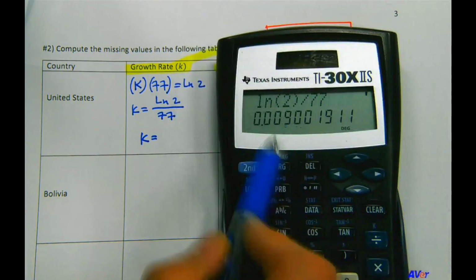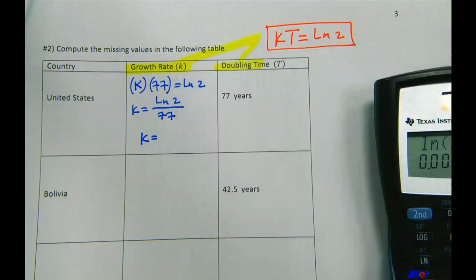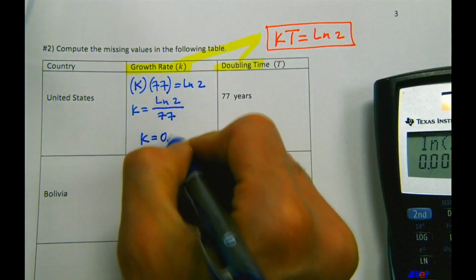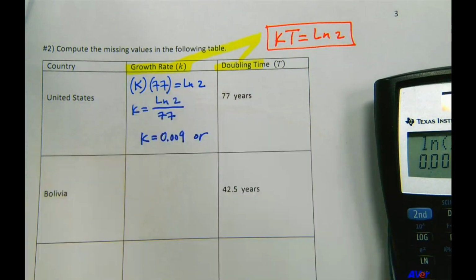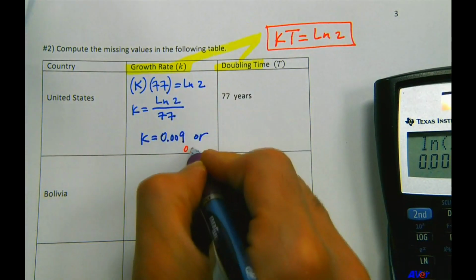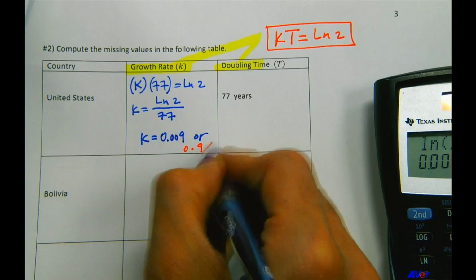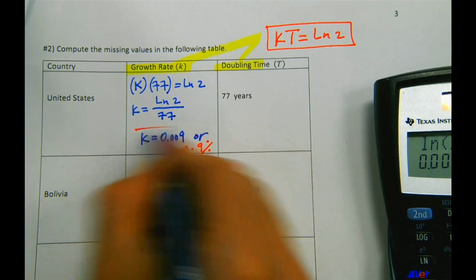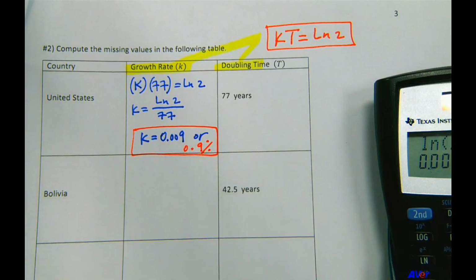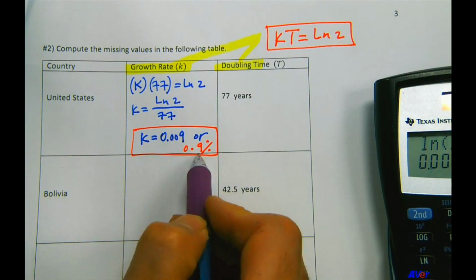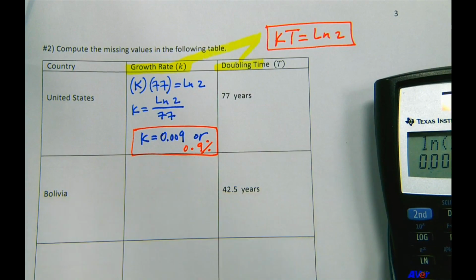and we can convert this to percentage, right? So 0.009 or 0.9%. Okay, that's the growth rate. So multiply that by 100, you get the percentage form from the decimal form.